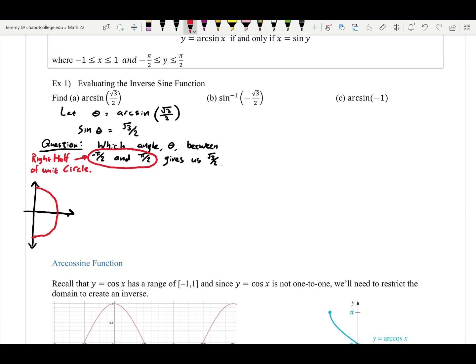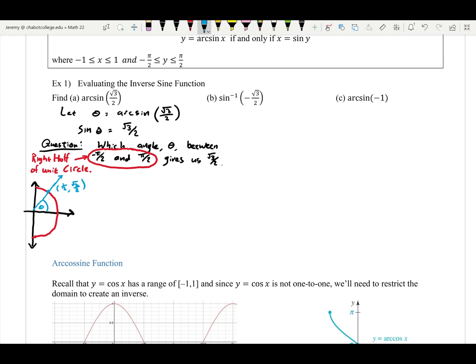Okay, and now I'm trying to find some angle where the sine, which would be the y coordinate, is going to give me root 3 over 2. So right here, I'm thinking about this angle. Root 3 over 2 is actually a familiar value, because I know that this ordered pair right here, the ordered pair 1/2, root 3 over 2, comes from this angle theta. That angle theta is pi over 3.